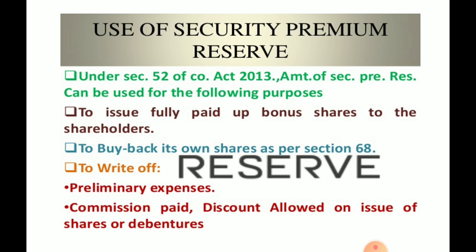Use of security premium reserve. Under section 52 of the Companies Act 2013, the amount of security premium reserve can be used for the following purposes: to issue fully paid bonus shares to the shareholders, to buy back its own shares as per section 68, and to write off expenses, commission paid, and discount allowed on issue of shares or debentures.